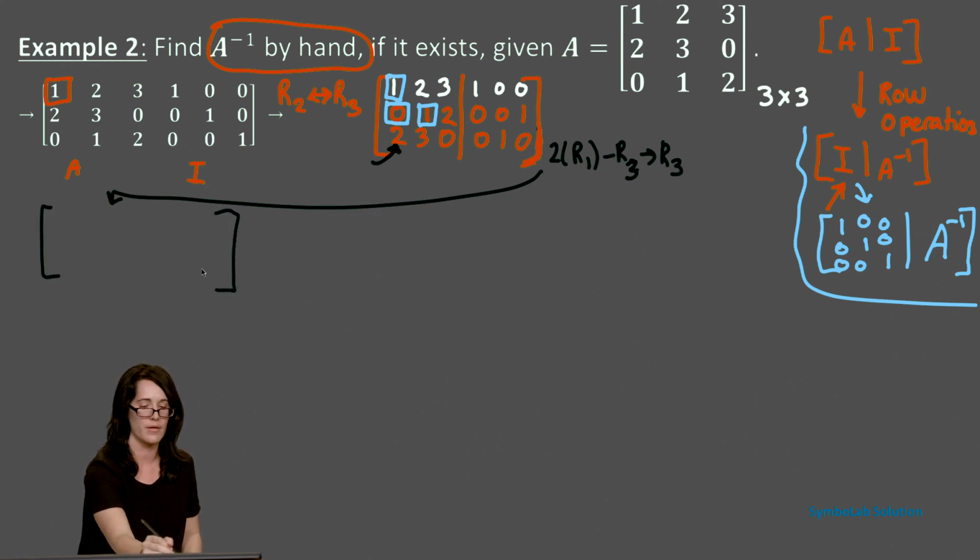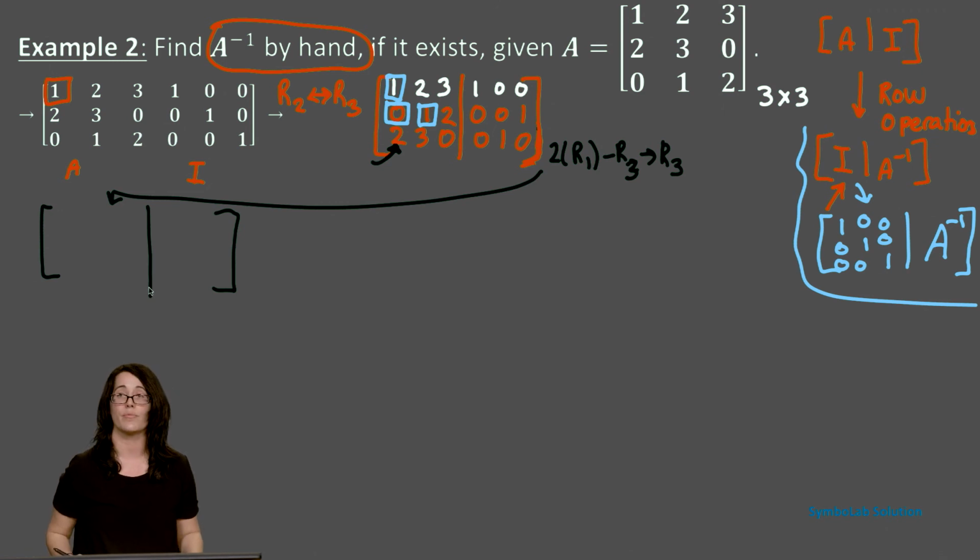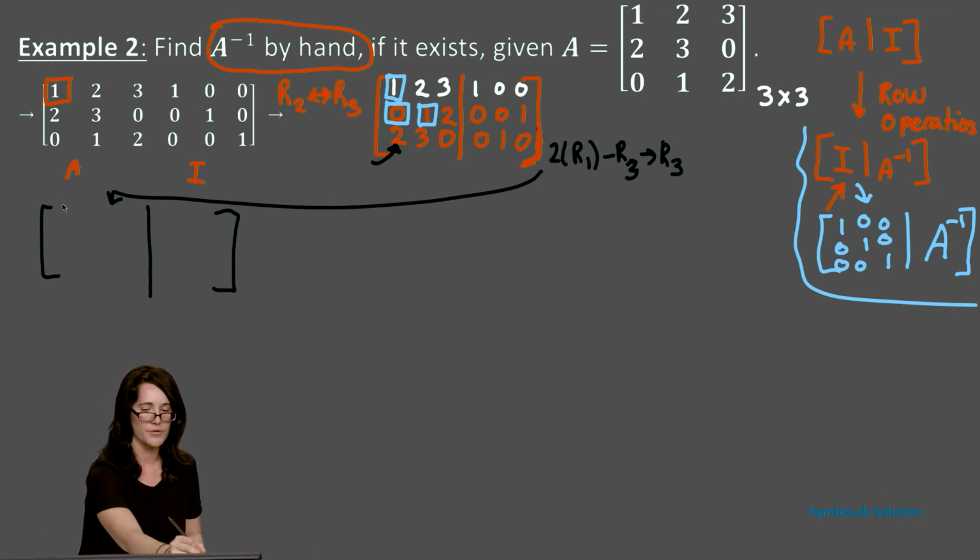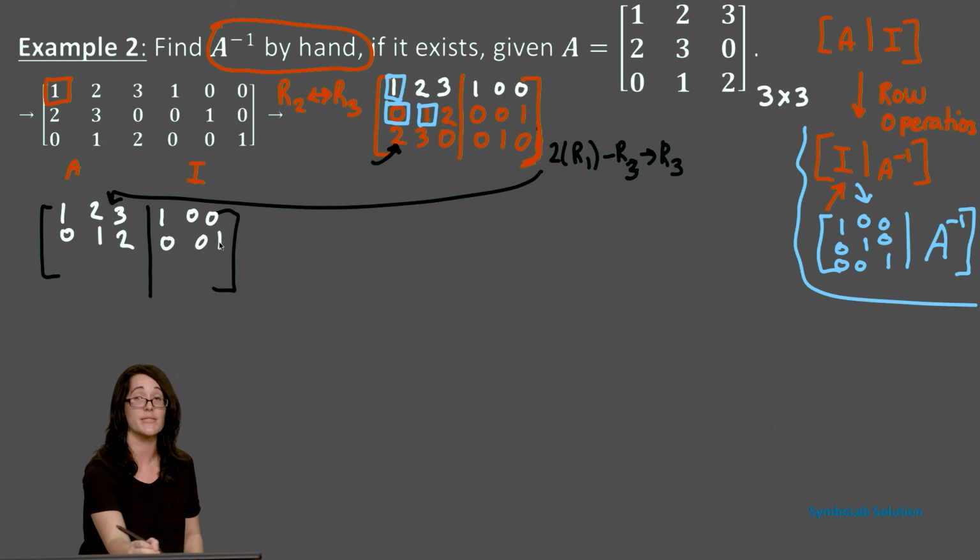Okay, so let's take a look at what our new row 3 would be. Well, first I'll copy and paste rows 1 and 2 since they're unchanged from the step before. So 1, 2, 3, and 1, 0, 0 is still row 1. And 0, 1, 2, 0, 0, 1 is still row 2.